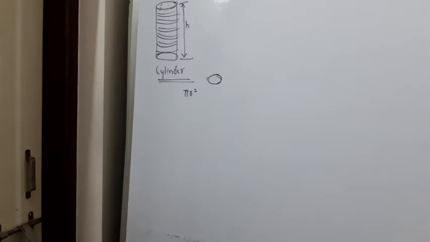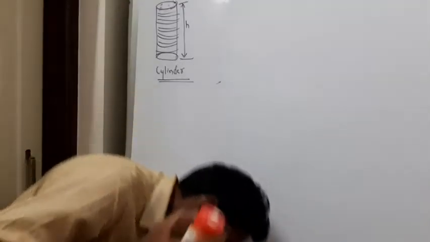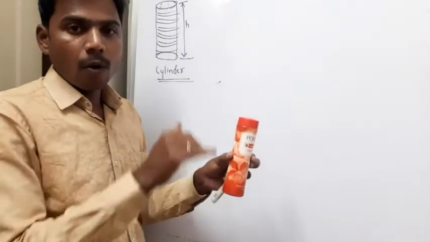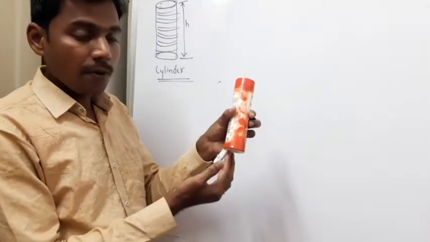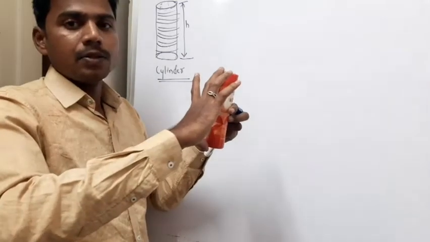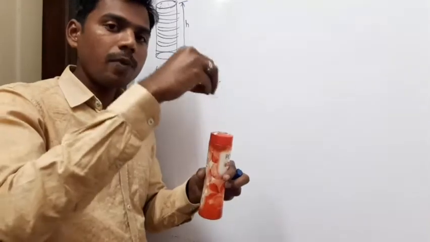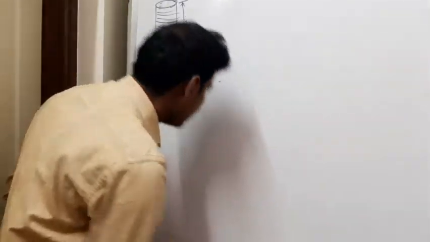Volume of a cylinder. See, a cylinder will be of this shape. So if I want to know the quantity of powder occupied by this particular container, what I need to do is find the base area and multiply it with this height. Whatever quantity I get will give me the quantity of powder that is present in this particular powder container.